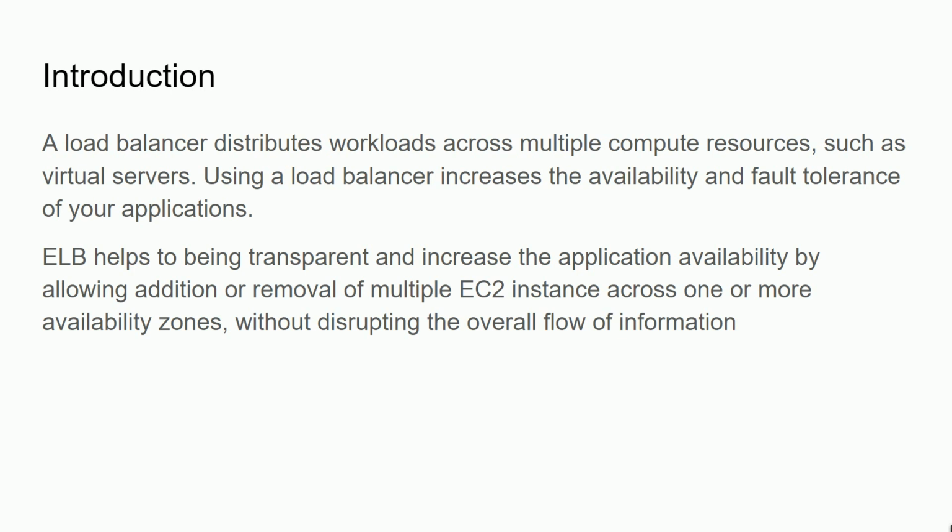For example, during festival season or sales season, there is some expected hike in traffic. To manage such traffic in a proper way, we use a load balancer, the elastic load balancer. AWS also has a dedicated service called Elastic Load Balancer. ELB helps to bring transparency and increase availability by allowing the addition and removal of multiple EC2 instances across one or more availability zones without disturbing the overall workflow.